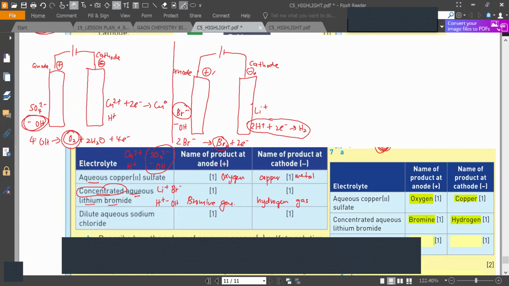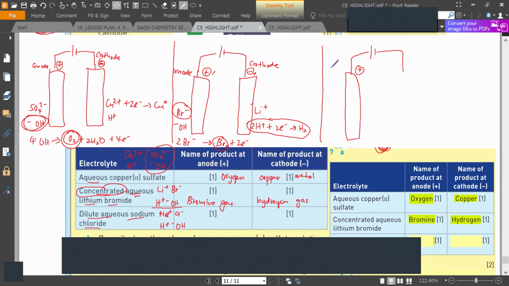Okay, next. Dilute aqueous sodium chloride. So here we have sodium chloride. Sodium is group 1, so +1, chloride is group 7, -1, and then from water, hydrogen and hydroxide. As usual, positive anode, and then negative cathode.